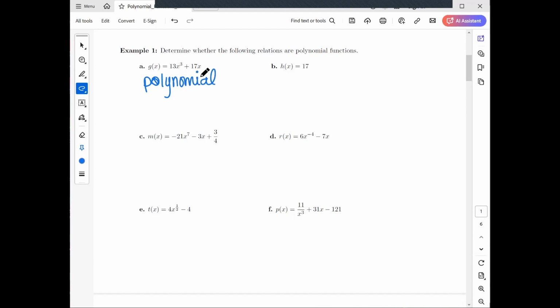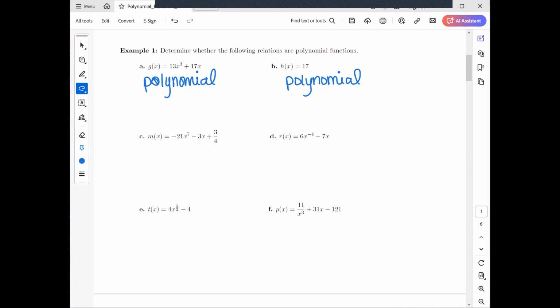Let's look at part B. We have h of x is equal to 17. This is the same thing as saying y is equal to 17. It's a horizontal line if we were to graph it. And I know it doesn't look like much, but if you look at this 17, he doesn't have a fractional exponent on a variable. He doesn't have a negative exponent on a variable. He doesn't have a variable in a denominator. So this guy is a polynomial. Yes, even your integers, the numbers that you're used to, are polynomials.